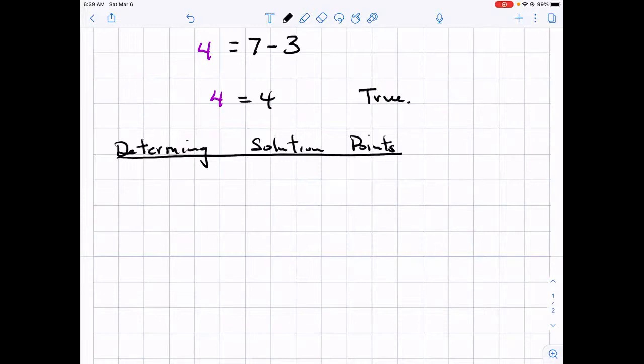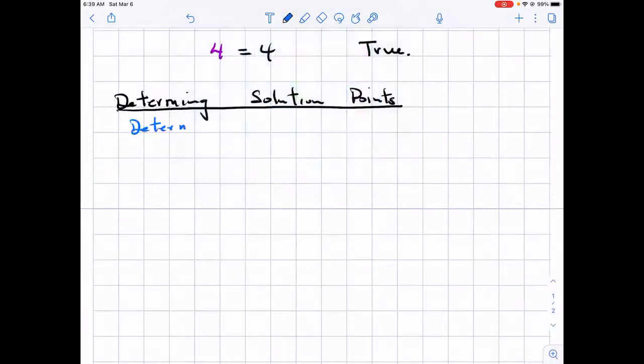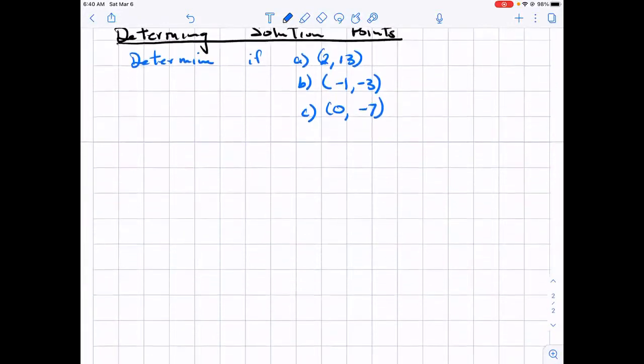So if I give you a bunch of points, we want to determine if A (2, 13), B (-1, -3), and C (0, -7) are points on the graph.